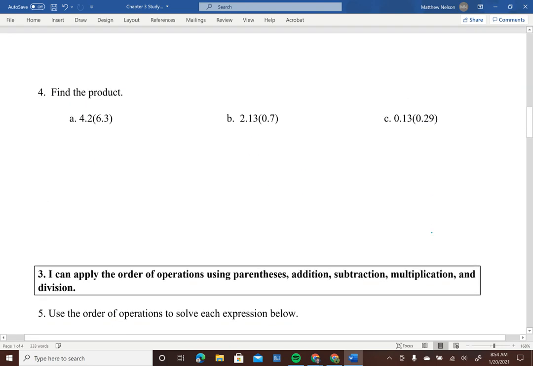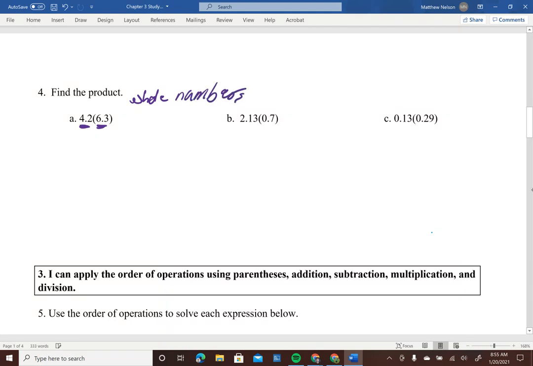Now we're looking at finding the product of decimals. So here we're going to multiply decimals, which again is really just like multiplying whole numbers, because we're actually going to change these into whole numbers. So 4.2 times 6.3, we can really think of as 42 times 63. All right, so let's go ahead and start.